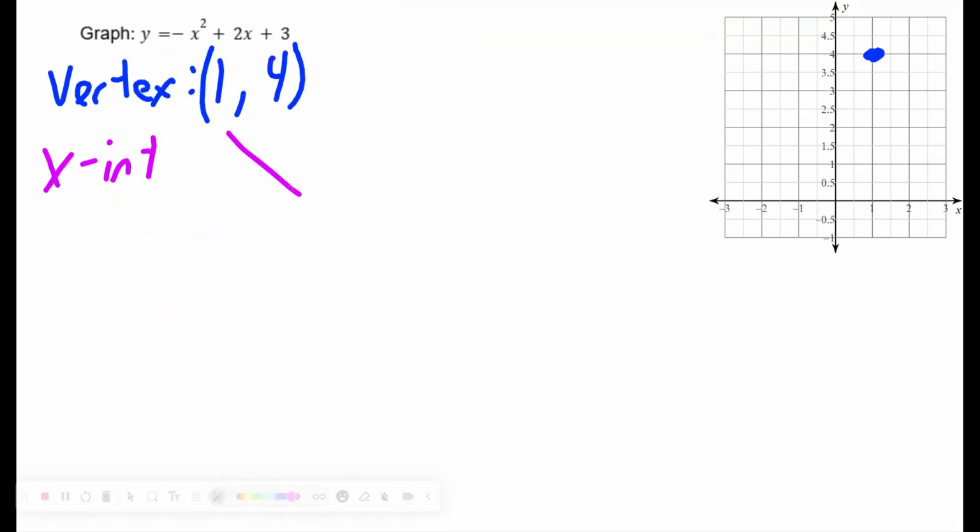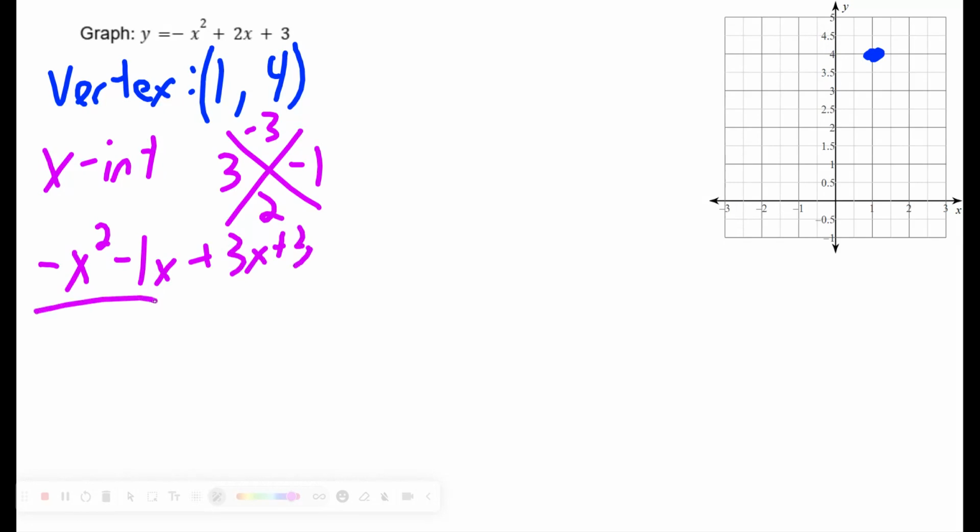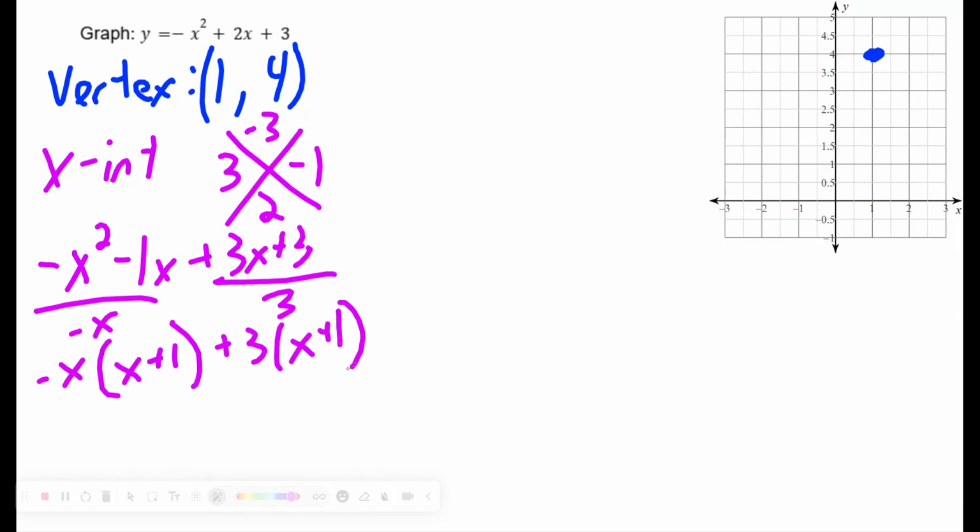All right, let's see if we can factor that. -1 times 3 is -3. We got 2 on the bottom here. If we are multiplying to -3 and adding to +2, we need a +3 and a -1. 3 minus 1 is 2. 3 times -1 is -3. If I go through here, let's go -x squared minus 1x plus 3x plus 3. Factor those. -x can come out of here, and 3 can come out of here. -x(x plus 1) plus 3(x plus 1).